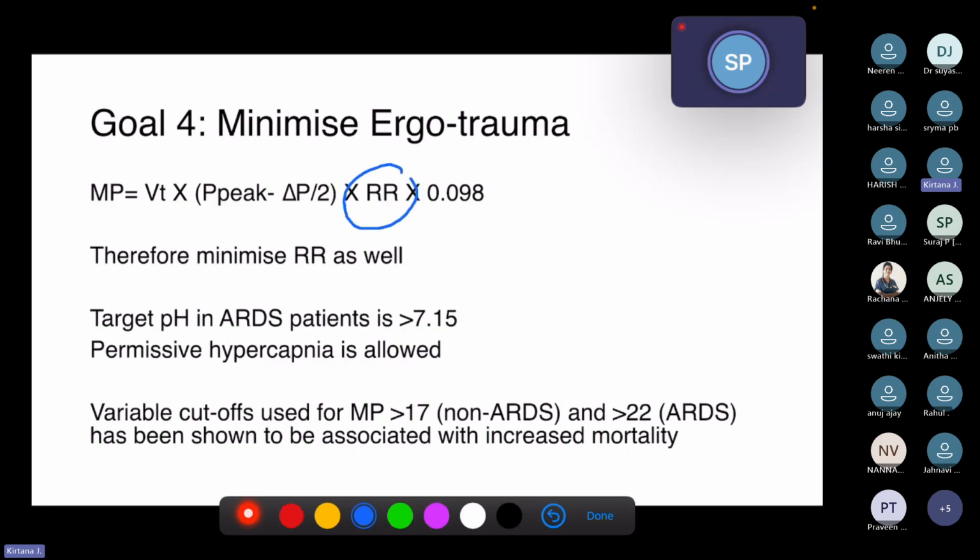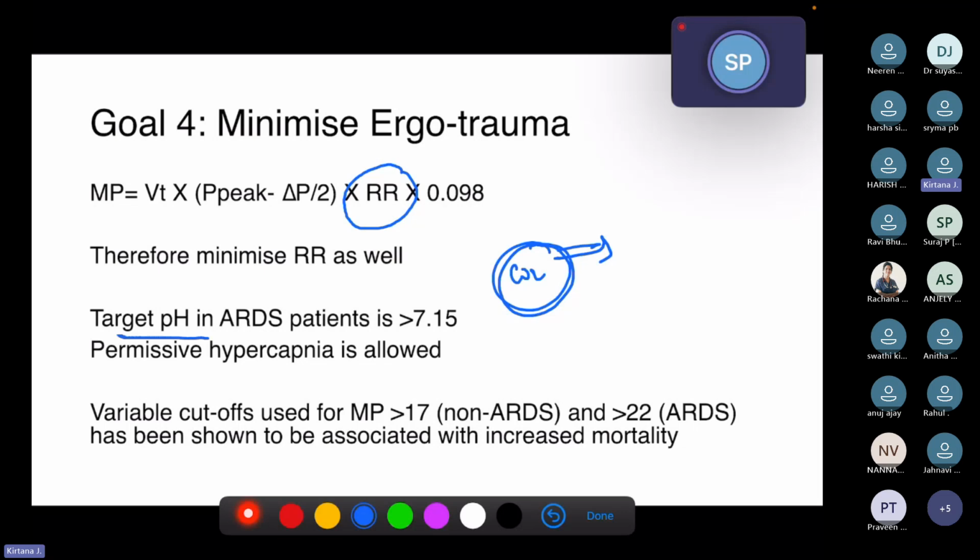This is something that we sometimes forget. In our overzealous attempt to keep the value of CO2 normal, we end up damaging the lung. So you're doing no good to the patient by bringing down his CO2 to an exact value of 40. Even if the patient has a value of 50, the patient is not going to undergo any harm. But if you try to target a normal value and you end up increasing the respiratory rate too much, you will end up causing trauma to your patients. So remember, minimize your respiratory rate.